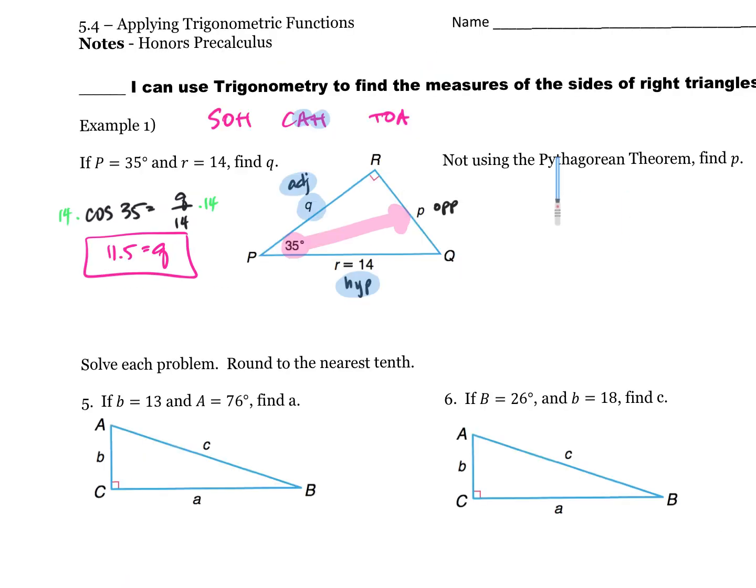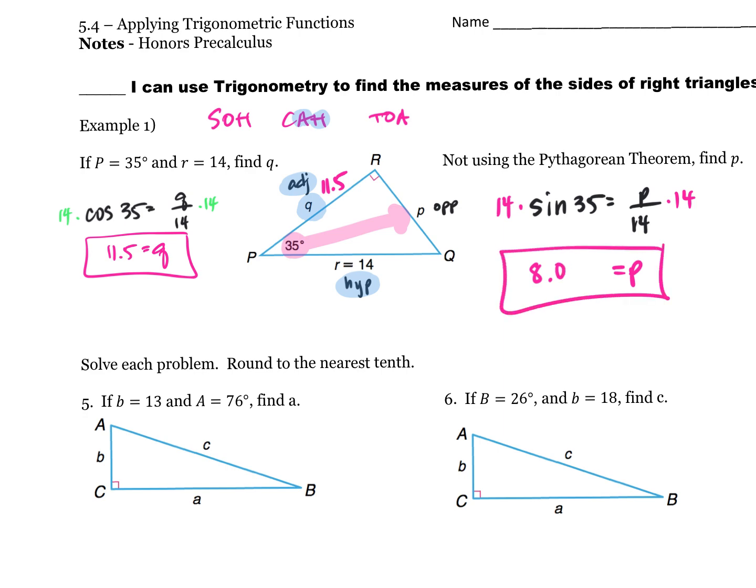Then I was sassy and I said, not using the Pythagorean theorem, since I know Q is now 11.5, I could do this squared plus P squared gets me 14 squared, but I asked you not to just because I want to practice SOHCAHTOA a little bit more. If I want to find side P, how would I do that? Sine. Very good. Sine, because we need the opposite and we have the hypotenuse. I dig it. So we got the sine of 35 equals the opposite, which was P, over the hypotenuse, which was 14. What are y'all getting when you type that in? 8.03. So we're good with 8.0 or 8.